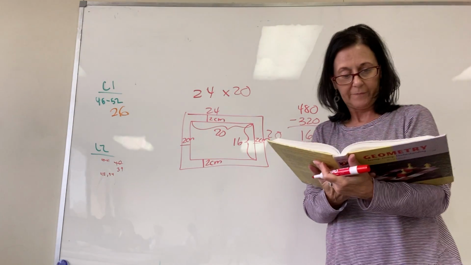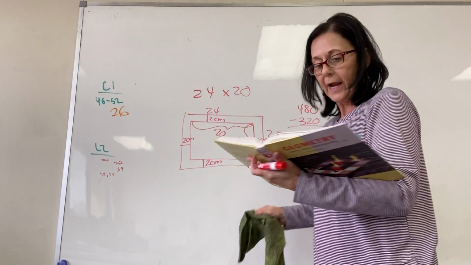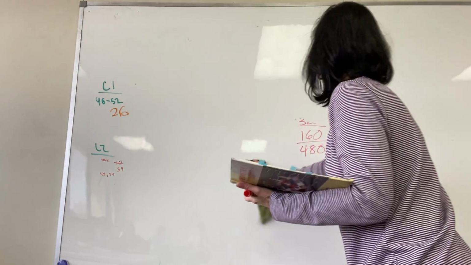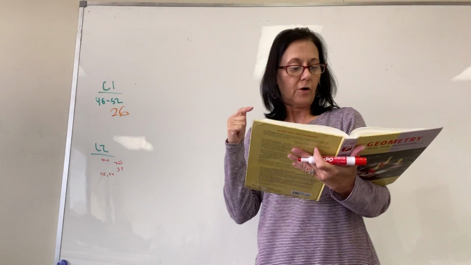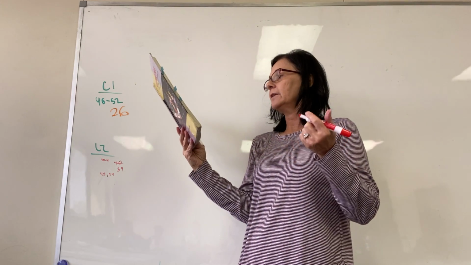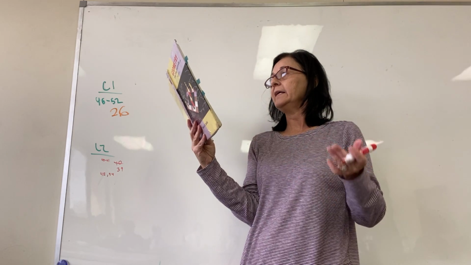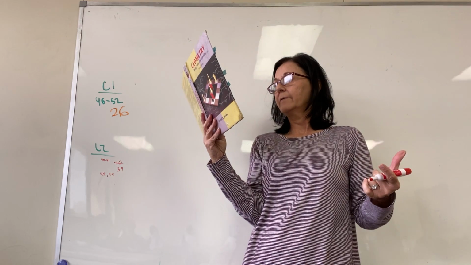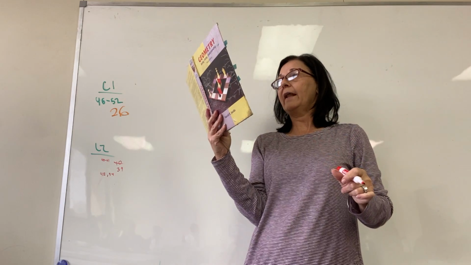40, now we have wallpaper. The wallpaper is sold in 36 square foot rolls. The most common widths are 20 and 27 inches. How many feet long is a roll of wallpaper with a width of 20 inches? So if it has 20 inches, how long is the roll? How do we figure that out?